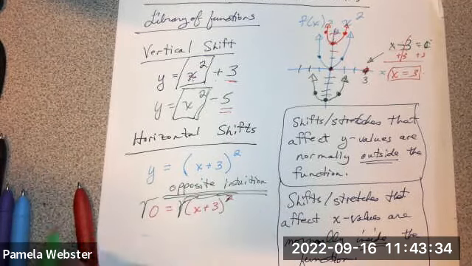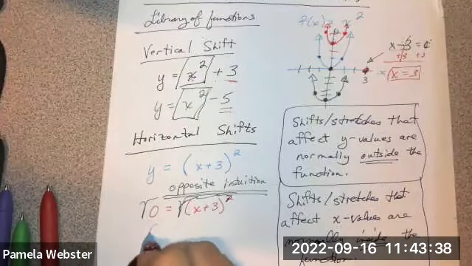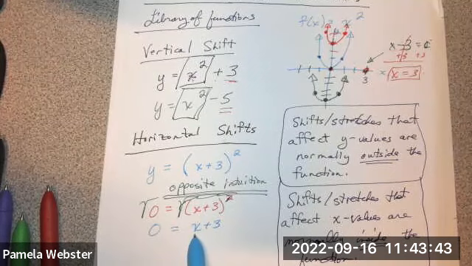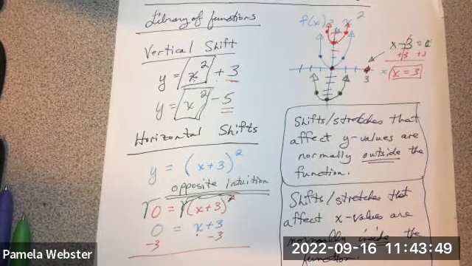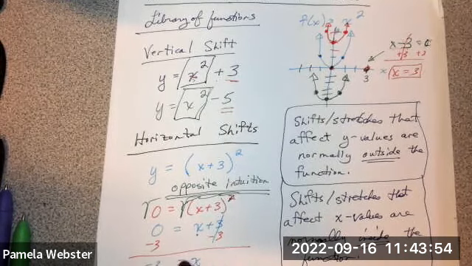Okay, that's going to go away. What's the square root of 0? In my head, I hear you saying 0. 0 equals x plus 3. So when I solve this for x, I have to subtract the 3 off both sides, right? -3, -3. That'll go away. So I have x equals -3.